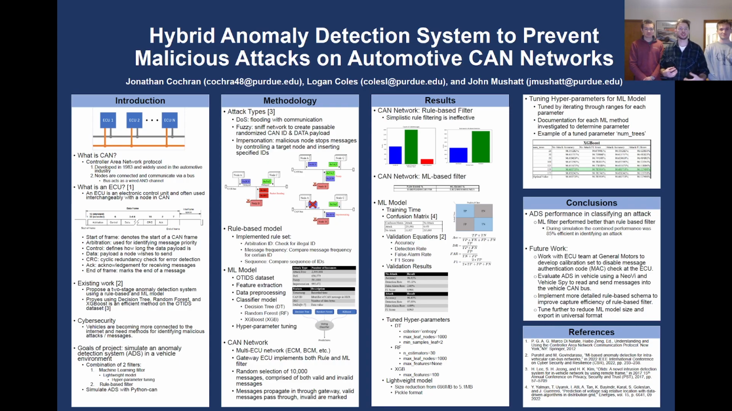We're going to be presenting on the Hybrid Anomaly Detection System to prevent malicious attacks on Automotive CAN Networks. So all of us are engineers at General Motors in the Detroit metro area. My name is Jonathan Cochran. My name is Logan Coles. And I'm John Mushat. Alright, so let's jump into it.